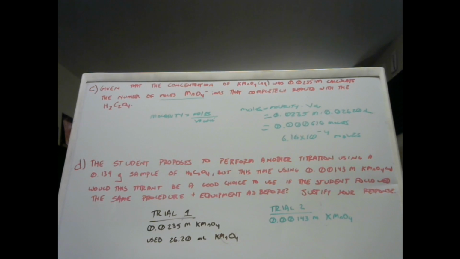So let's compare them. In trial 1, we used 0.0235 molar KMnO4, and then ended up using about 26.20 milliliters. That's a reasonable amount of KMnO4 in a 50 milliliter burette. You're not going to run it all the way through, but you're not going to be too close to the top. You get a good degree of precision.